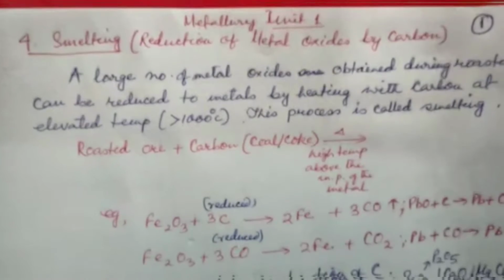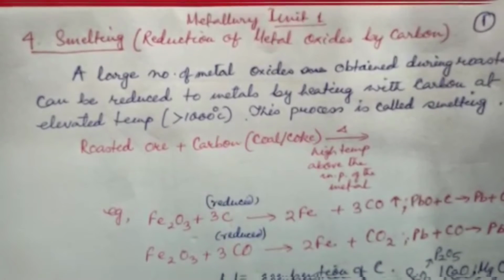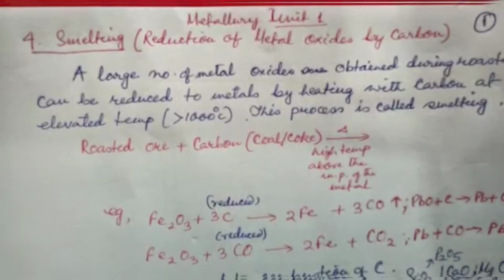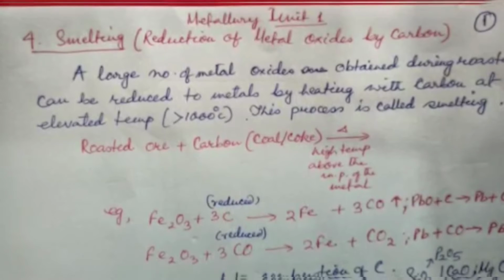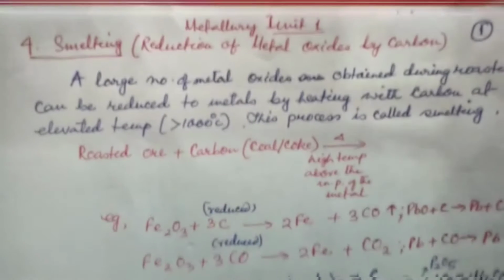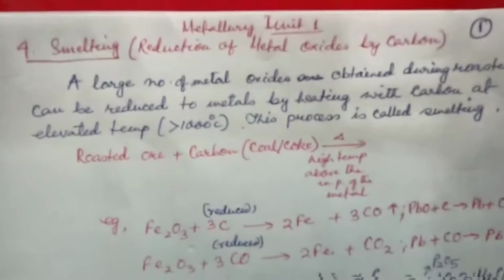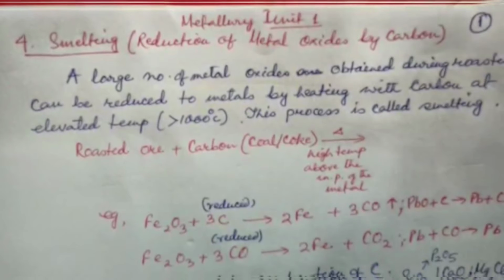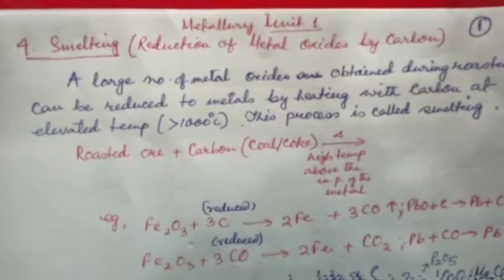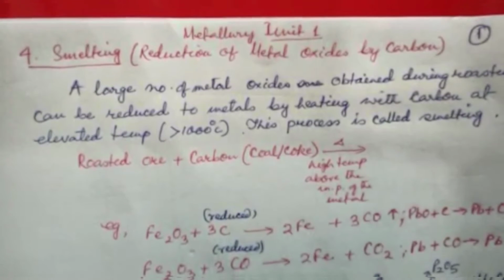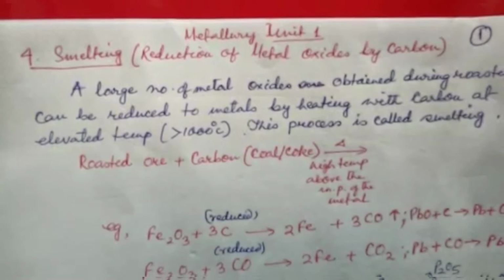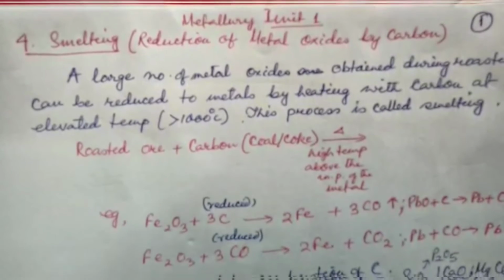Smelting is a process in which a large number of metal oxides obtained during roasting can be reduced to metals by heating with carbon at elevated temperature greater than 1000 degrees C. This process is called smelting. In this process, the roasted ore combines with carbon, coal or coke, and is heated at high temperature above the melting point of the metal.